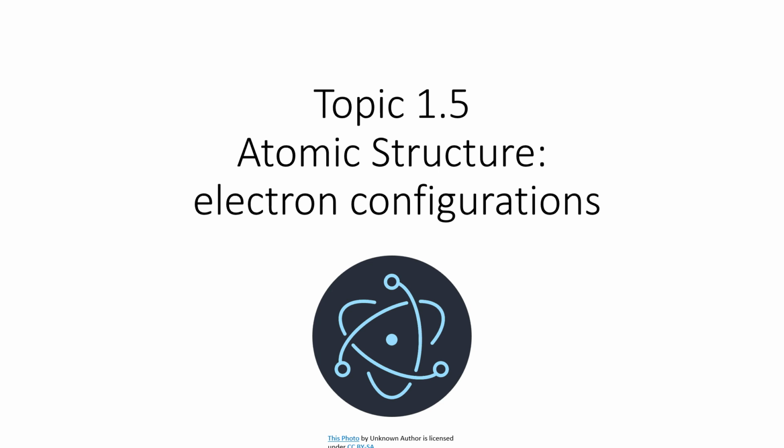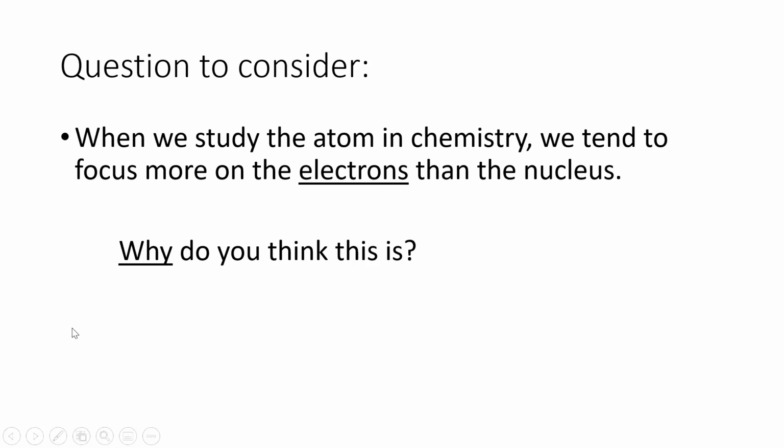Welcome. In this video, we are going to introduce atomic structure in terms of electron configurations. So this is something that fits within topic 1.5. And the first thing I want you to stop and consider is that when we study the atom in chemistry, we tend to focus more on the electrons than the nucleus. Why do you think this is?